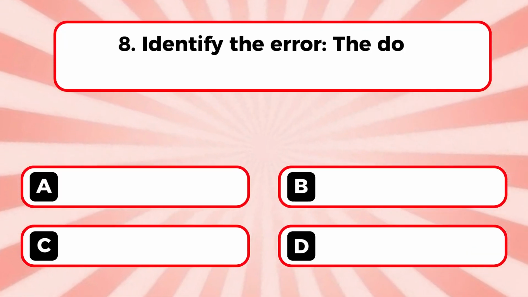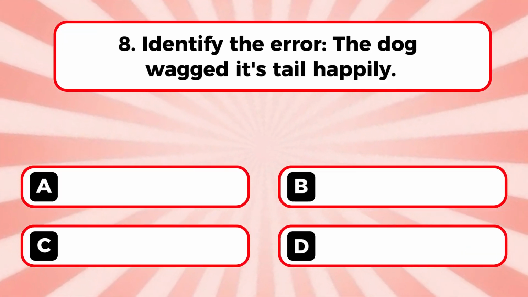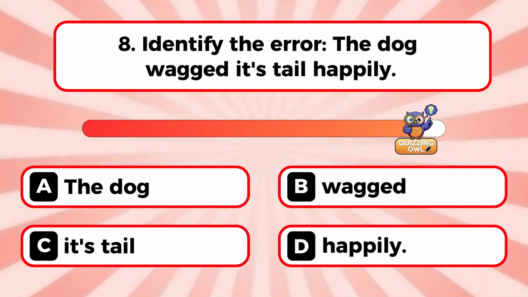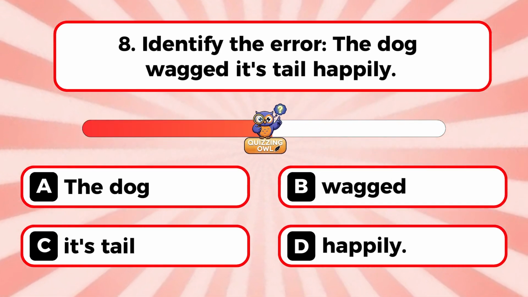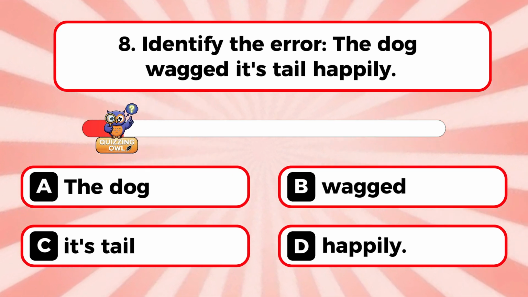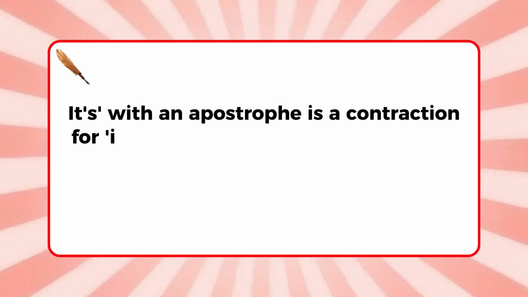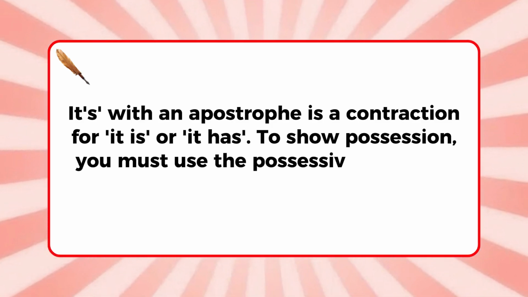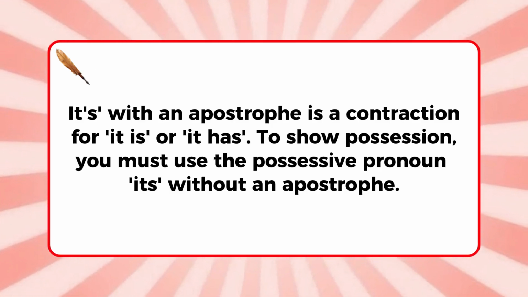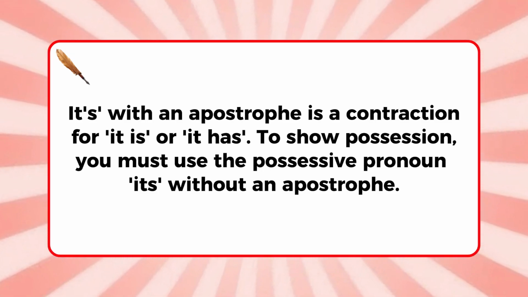8. Identify the error. The dog wagged its tail happily. It's with an apostrophe is a contraction for it is or it has. To show possession, you must use the possessive pronoun its without an apostrophe.